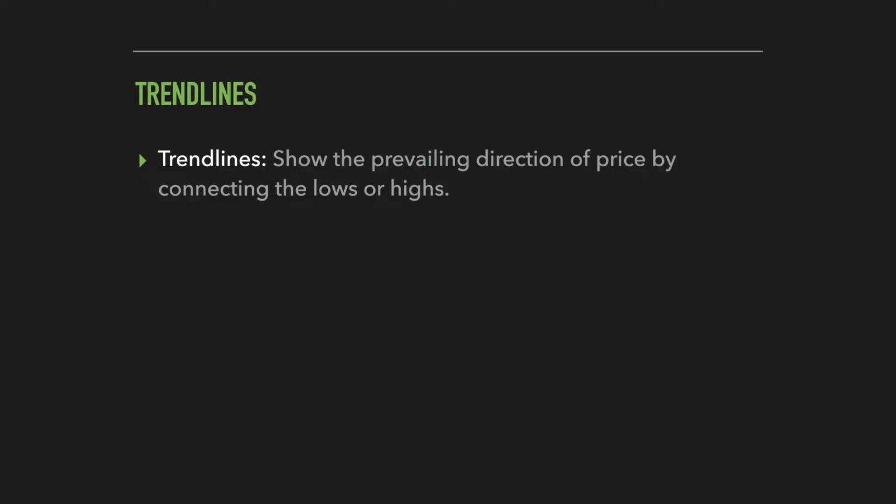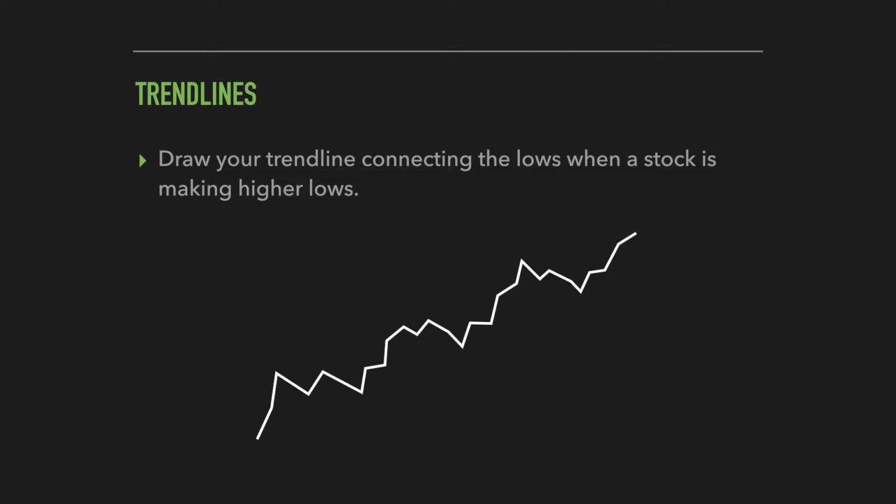So now that you know how support and resistance work, we're going to move on to trend lines, which are essentially just going to be slanted lines of support and resistance. A trend line is going to show us the overall prevailing direction of price by connecting the lows or connecting the highs. Now, in order for us to draw trend lines on our charts, what we're going to do is draw a trend line connecting the lows when the stock is making higher lows.